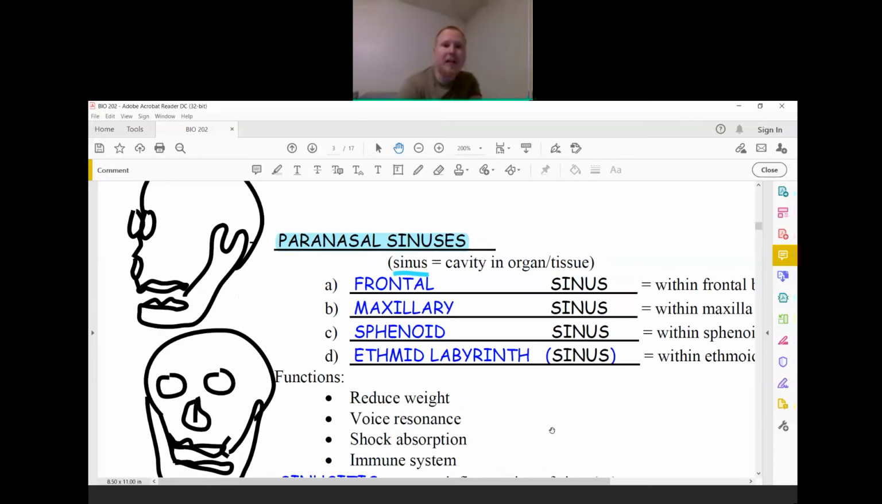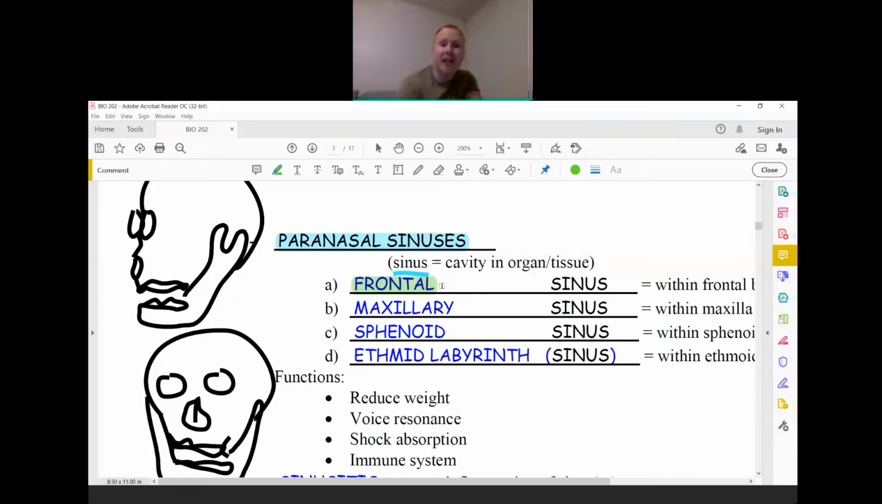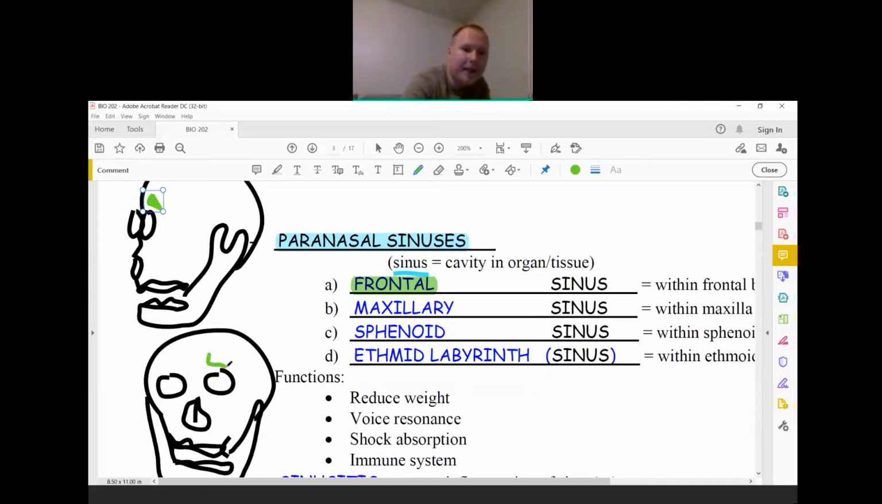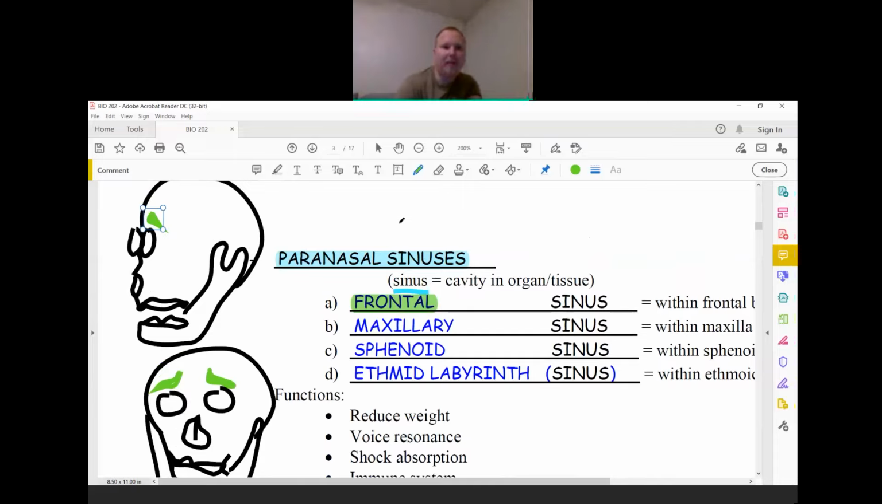And what's nice about studying the paranasal sinuses is that all you have to do is know your bones of the skull and you're all set. So we're going to start with the frontal sinuses. Frontal sinuses are located within the frontal bone. So they're located here above the eye socket. This is a nice side view. And then from the front view, we've got one on the left-hand side, one on the right-hand side. Those are our frontal sinuses. So, gaps or holes within the bones of the skull.